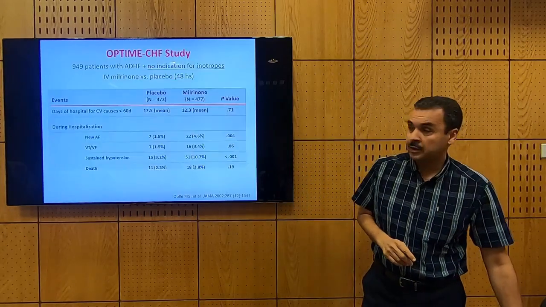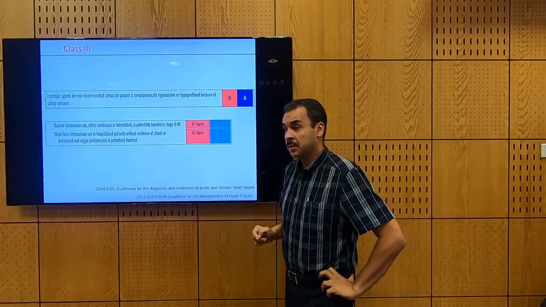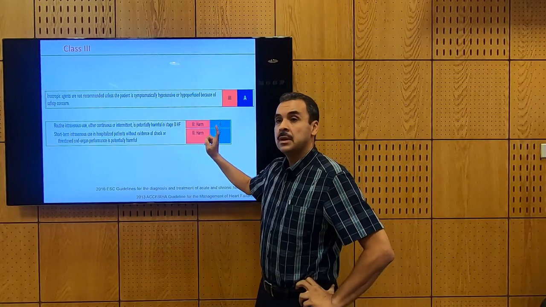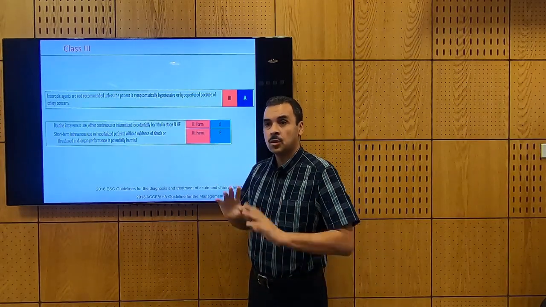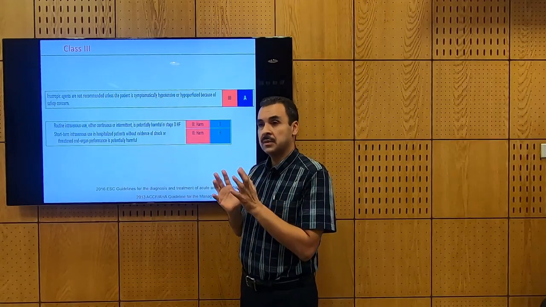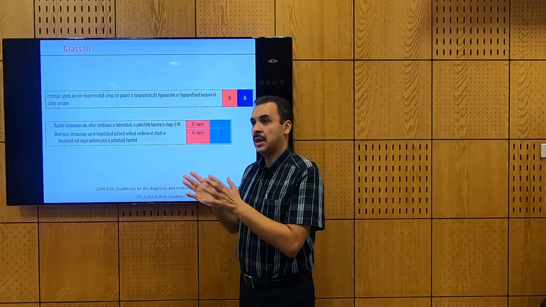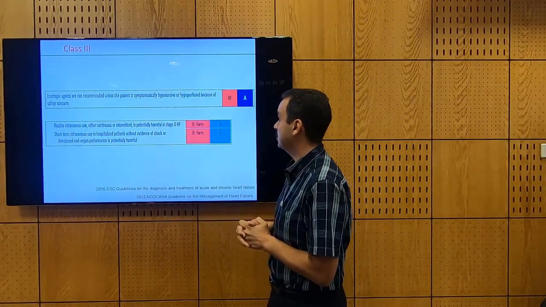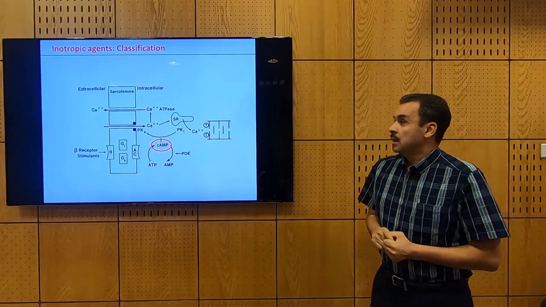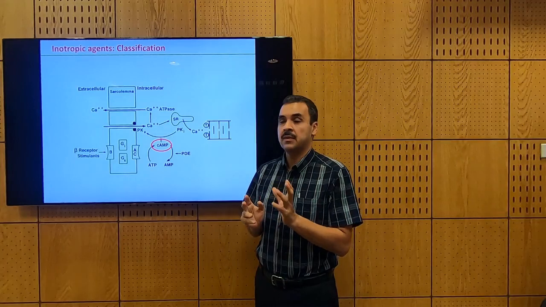And this is why the recommendation of the American and the European societies gives it a class 3, it is contraindicated to use inotropes without a specific and good indication, that is hypotension and/or hypoperfusion. Now we will give some hints about specific inotropes.